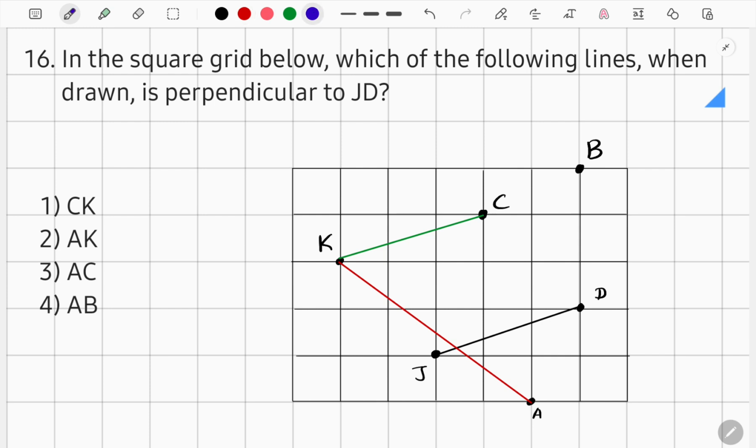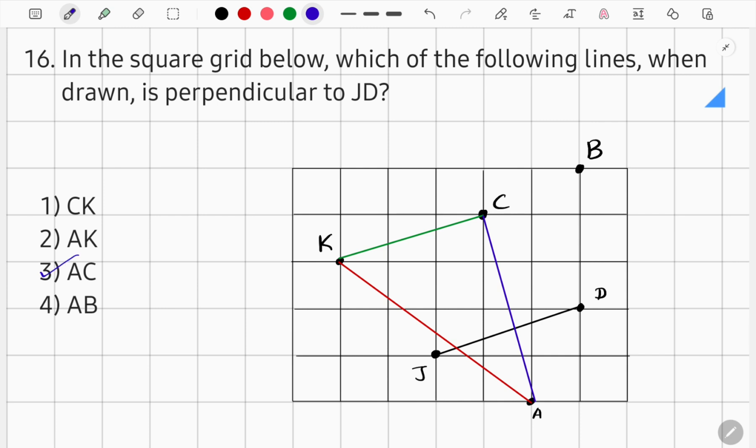Next we see is AC. When we draw a line joining AC, we can see that AC and JD are intersecting, and it is intersecting at an angle of 90 degrees. So therefore the answer is option 3, AC.